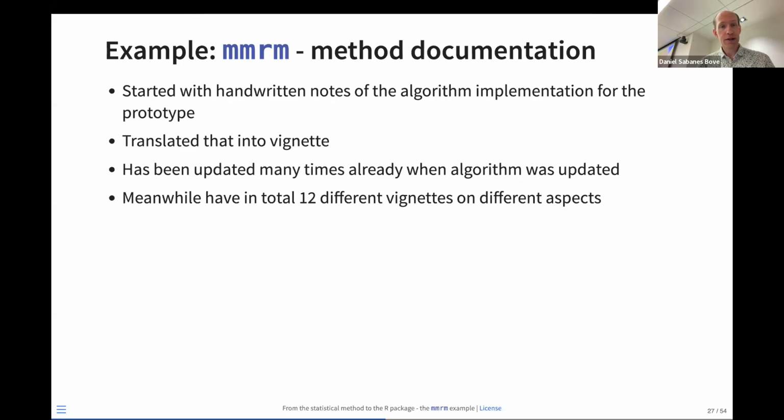And then I translated that into a vignette pretty early on, and it has been updated many times already, because the algorithm was updated a couple of times with new features, things like group-specific covariance estimates, things like spatial covariance structures, and those kinds of things, right? Also weights, for example, which we will have a look at later in the demo. So meanwhile, we have a total of 12 different vignettes in the package on different aspects. They're not all on the methodology, but some of them are.